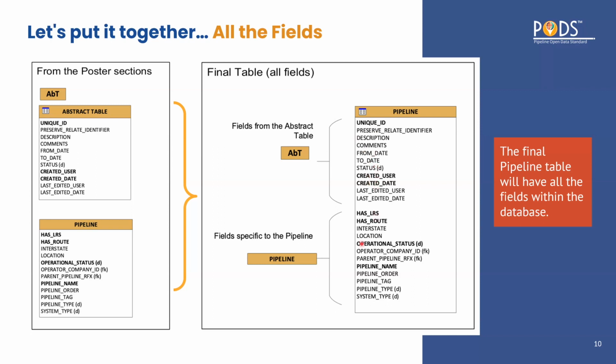So the pipeline attributes itself are going to be connected here. And so this gives it more specifics about the pipeline, who operates it by the operator company ID, and the status, for example, whether it's active, whether it's abandoned. This is where you store that information. It has LRS, has route. Those are just some statistics about linear referencing. And of course, the important part is the pipeline name. So that's required, right? You can also have the system type and the pipeline type.